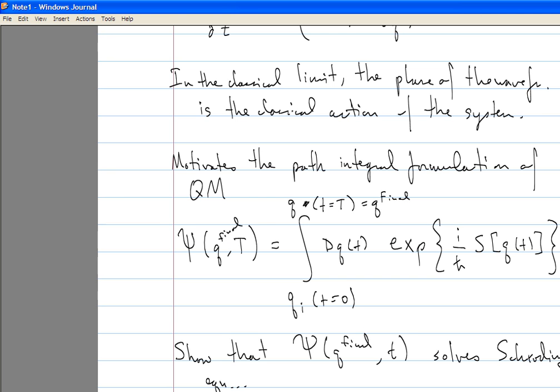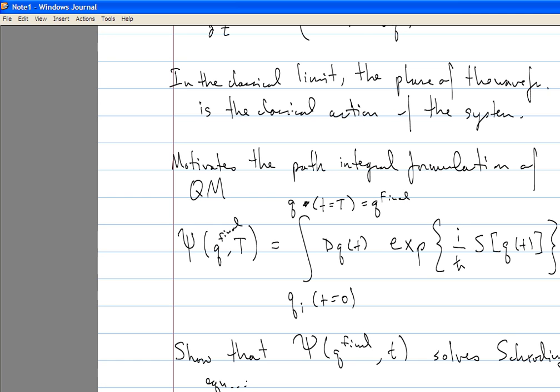So I think the motivation for the path integral formulation of quantum mechanics is rather unclear until you see the Hamilton-Jacobi equation. Because the Hamilton-Jacobi equation is the thing that really allows you to identify the classical action as the phase of the wave function in the classical limit. And then the path integral formulation is just a generalization of that when h bar is not equal to 0. And it also makes it clear to you what h bar is.